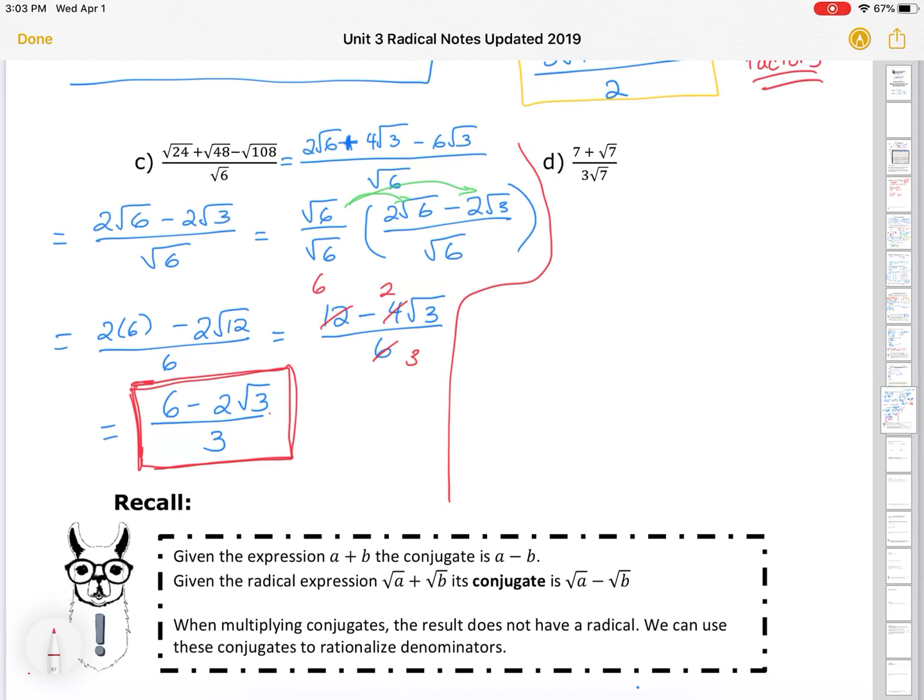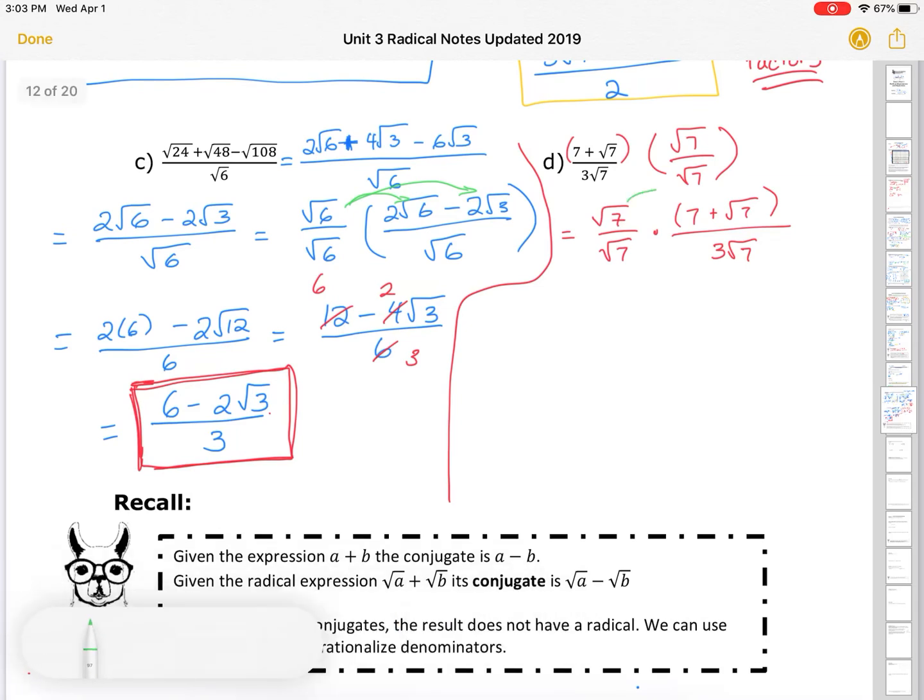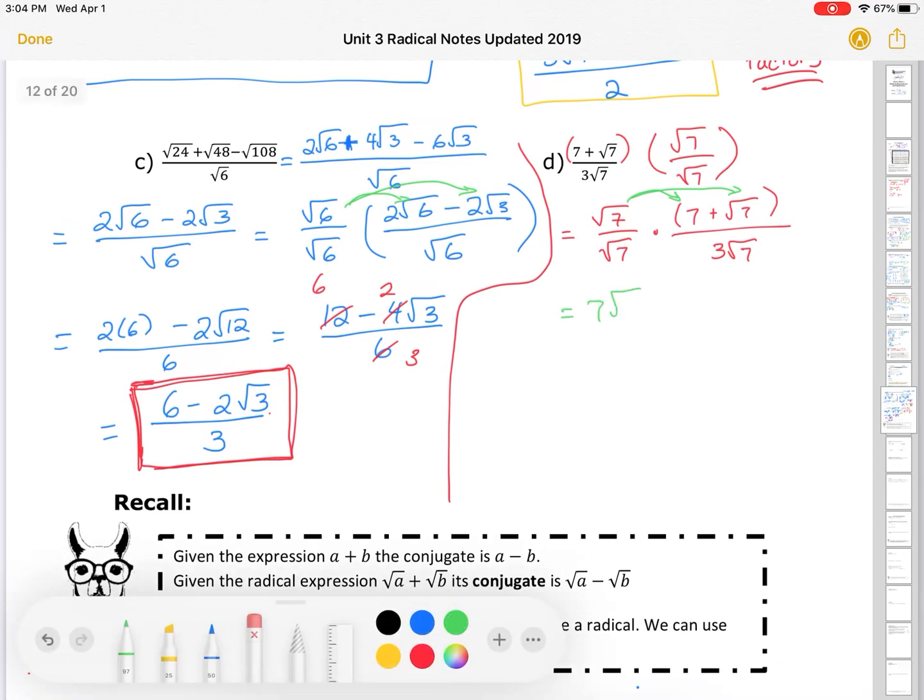7 plus root 7 over 3 root 7. So I'm going to multiply the top and the bottom by root 7 over root 7. I still have to distribute, so don't forget to do that. So when I multiply through, I'm going to rewrite it down here: root 7 over root 7 times, on the top, 7 plus root 7 over 3 root 7. And I'm going to distribute to everything in the brackets. And I will get 7 root 7.